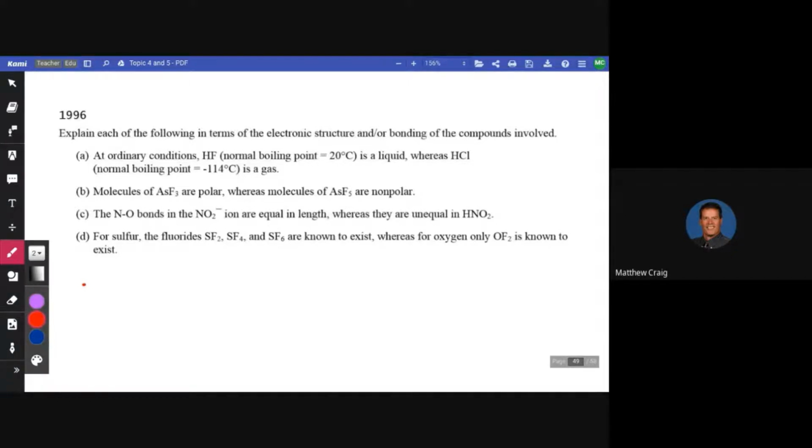Oh, HF. Yeah, Alice, you're right. It's a hydrogen bond for HF, and HCl is not a hydrogen bond. Oh, just kidding. Maybe not. Oh yeah, that is an intermolecular force. If you skipped the video about intermolecular forces, you better watch it this weekend because you're going to be asked about things like this.